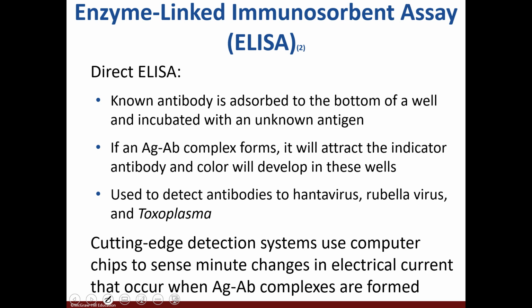In a direct ELISA, an antibody is coated on the well and incubated with the antigen in question. A color change develops if there is a reaction between the antigen and antibody. It can be used to detect antibodies to hantavirus as well as rubella virus.